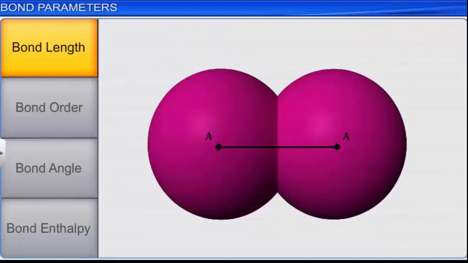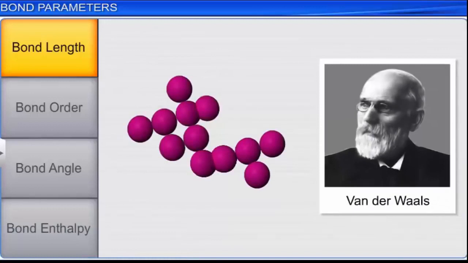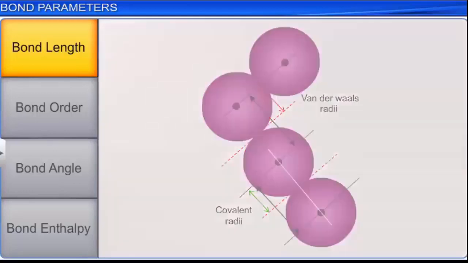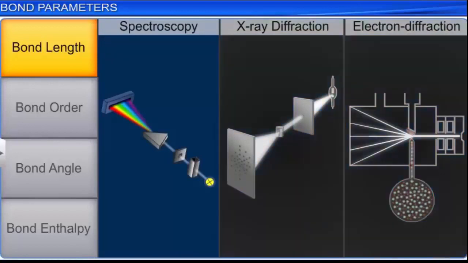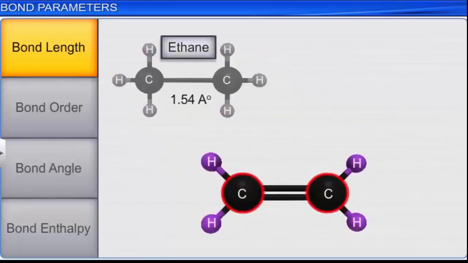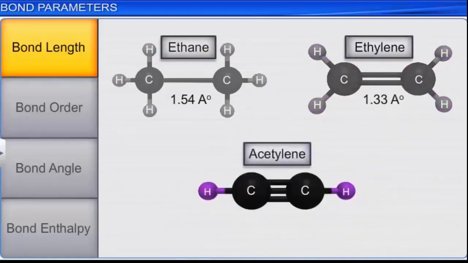Another type of radii between atoms is the van der Waals radius. It was calculated by van der Waals and provides the overall size of an atom, including its non-bonded valence shell. It is given as half the distance between two similar atoms in separate molecules in a solid. Some of the methods used to measure bond lengths are spectroscopy, X-ray diffraction, and electron diffraction. The bond length between carbon atoms in an ethane molecule is calculated to be 1.54 angstrom units. The carbon-to-carbon bond length in ethylene is 1.33 angstrom units, while in acetylene it is 1.20 angstrom units.